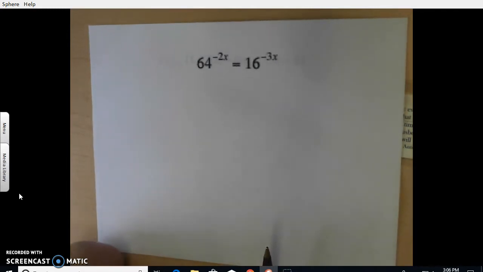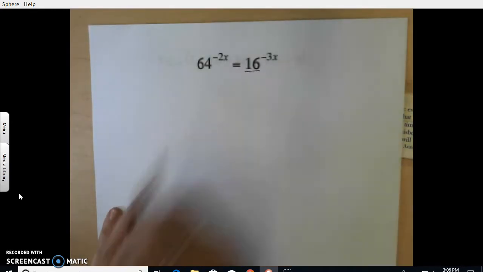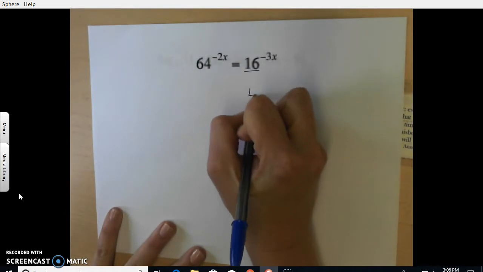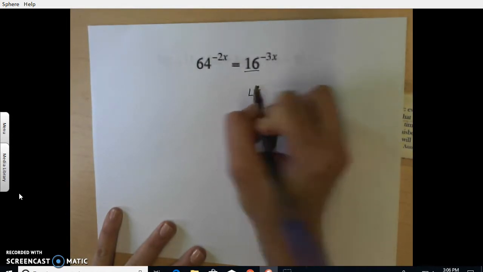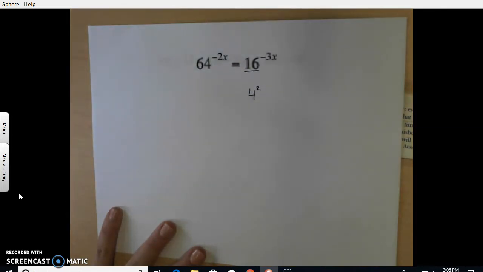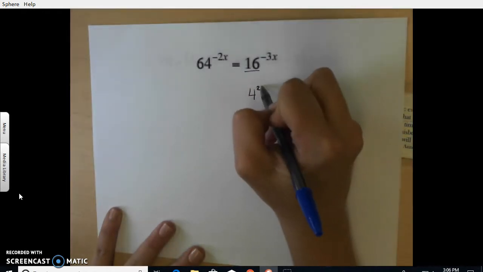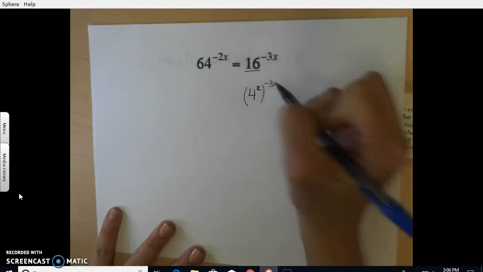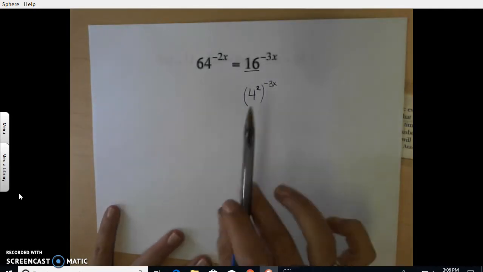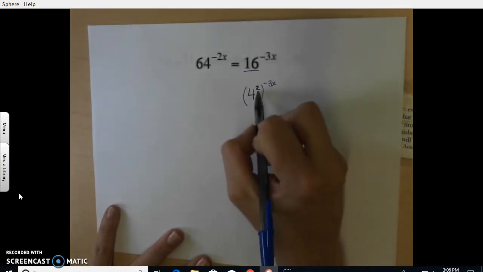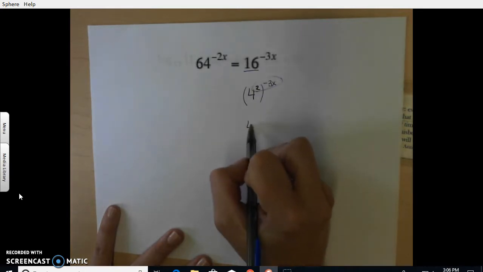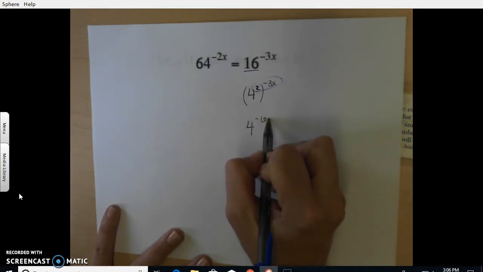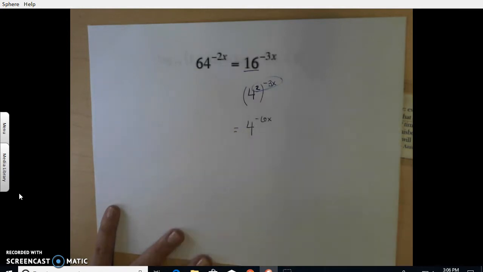We first want to look at 64 and 16 and think about, well, how can we make a common base? I know that 16 is the same thing as 4 squared. So if I have 4 squared to the negative 3x power, I now have a power to a power, and I multiply these two powers to make this 4 to the negative 6x power.